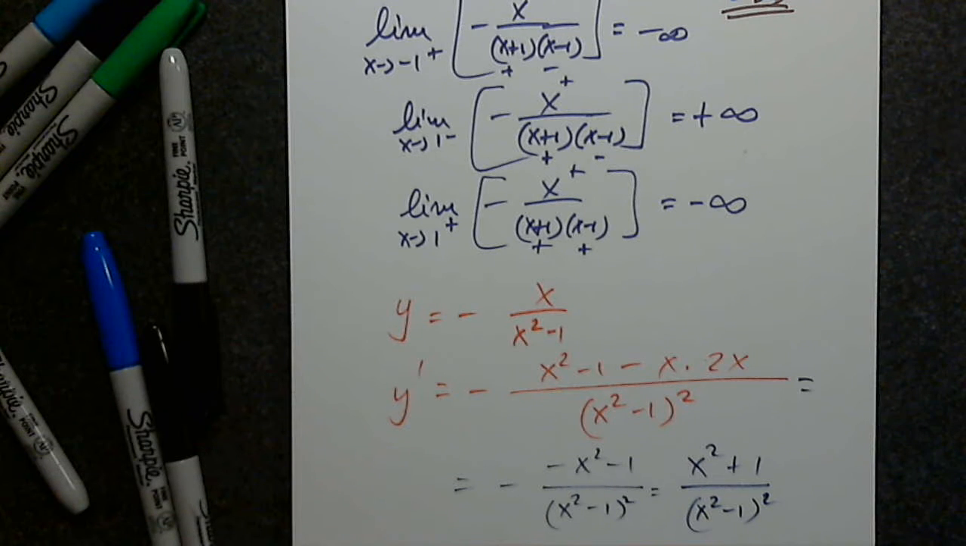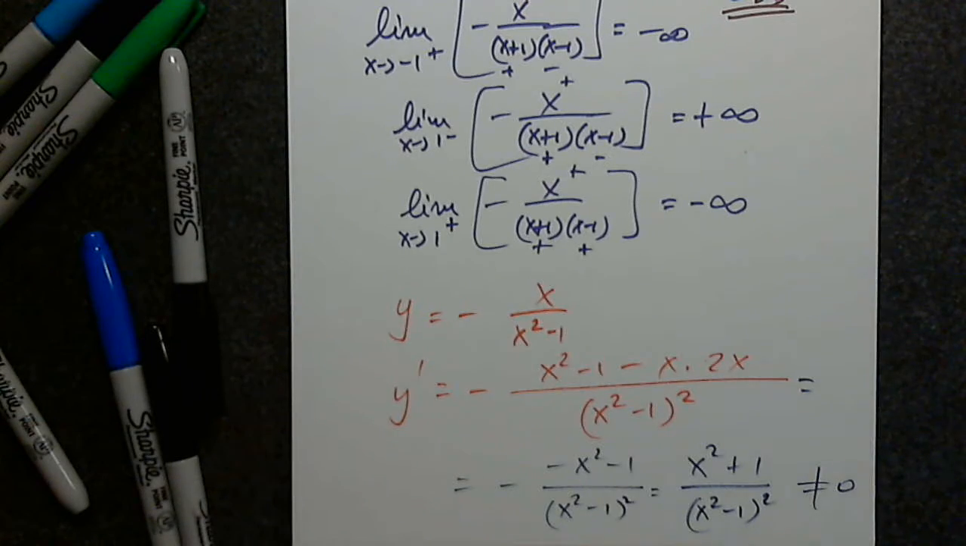So, are there critical numbers? Critical numbers come from two possible sources. Is this ever 0? No. Is this ever undefined when the function is defined? No. It's undefined at positive and negative 1, and so is the function. So then what can you tell me about the sign of all this?